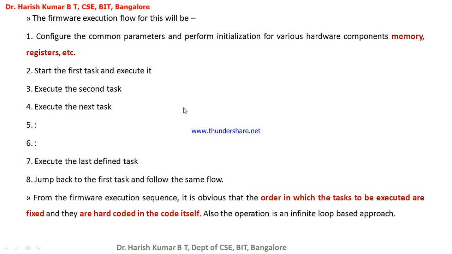memory and register. After that, in the Superloop based approach, the system will start executing from the first task and then goes to the second task and goes to the next task, like this, all the tasks in the sequence, and last it will go for executing the last task. And after performing the execution of the last task, it will jump back to the first task and follow the same, repeated for an infinite number of times.